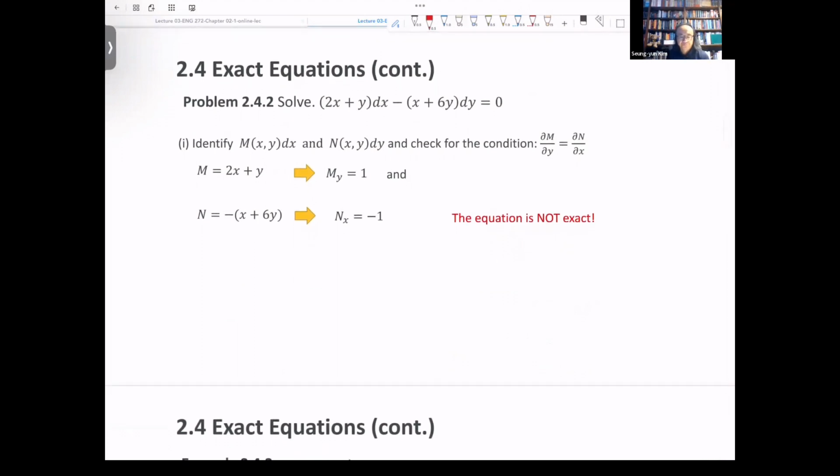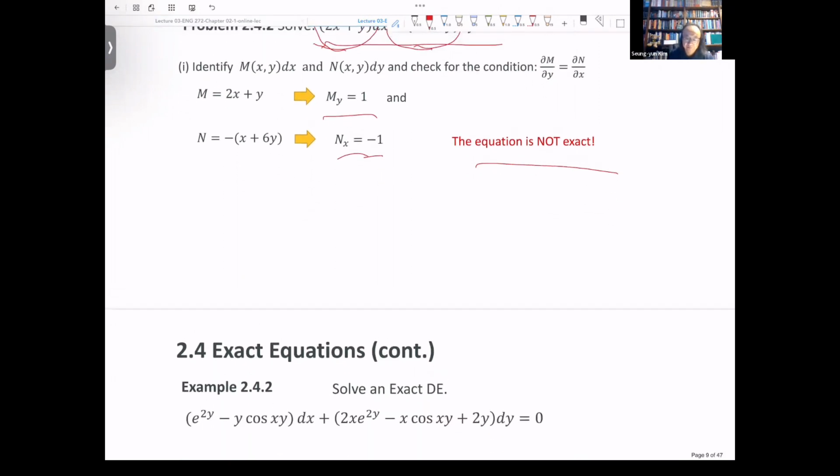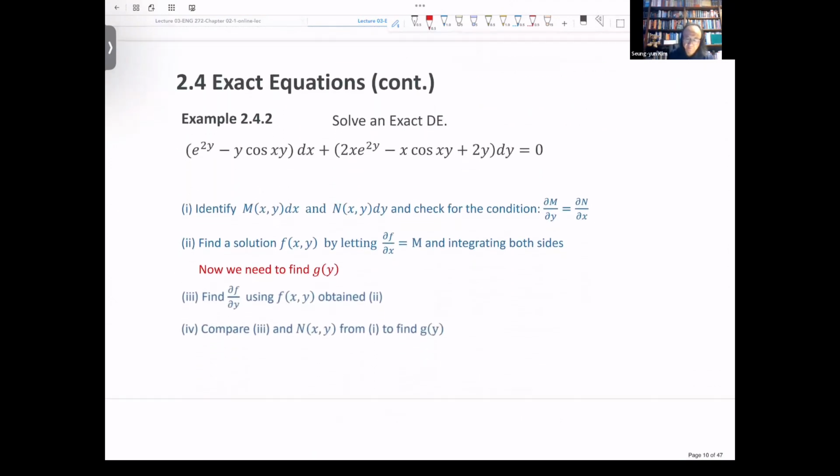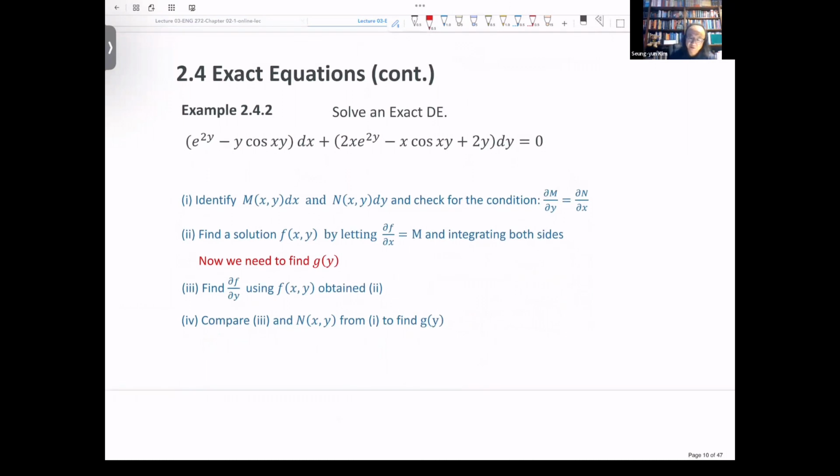Okay. And for problem 2.4.2, solve this. We take the m, this is n, okay? And they are not the same, so this is not exact, okay? So let's work on this.